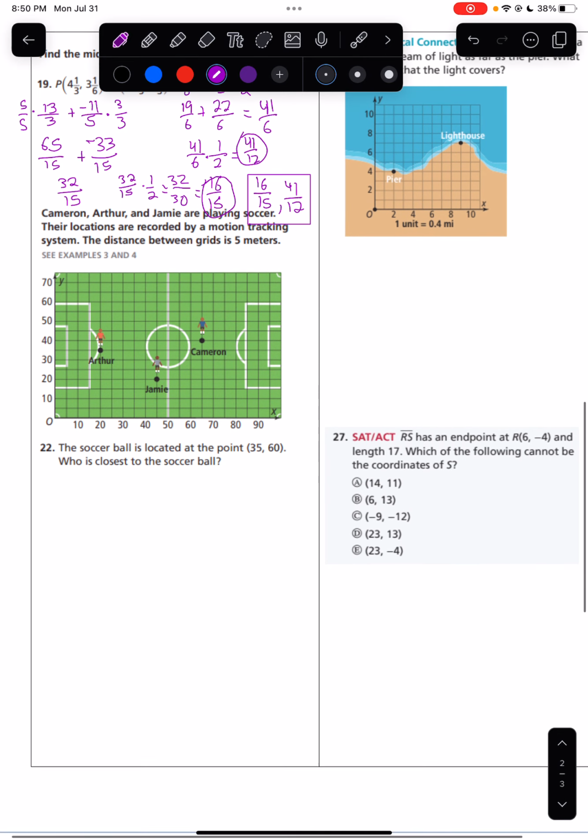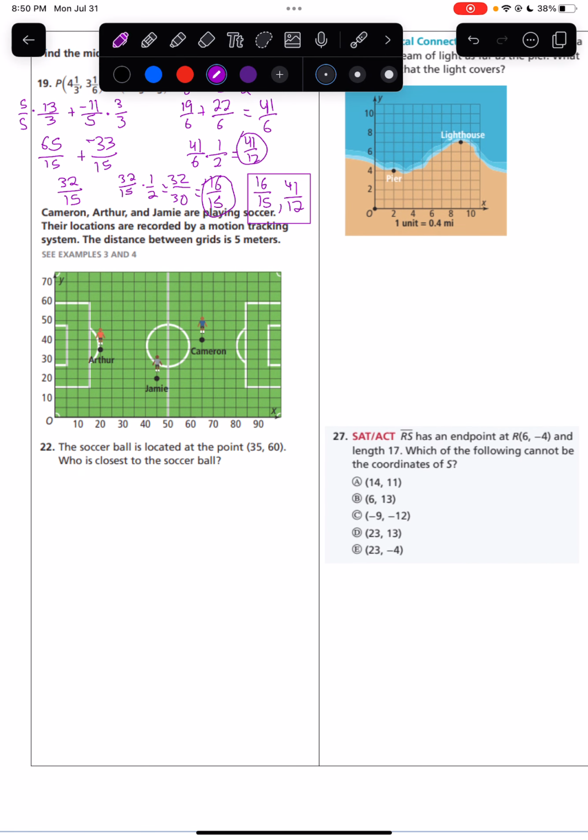Then we've got Cameron, Arthur, and Jamie are playing soccer. Their locations are recorded by a motion tracking system. The distance between grids is 5 meters. The soccer ball is located at the point 35, 60. Who is closest to the soccer ball? So let's go ahead and mark 35, 60 on this graph. Right there. And we're going to have to use the distance formula for this one.